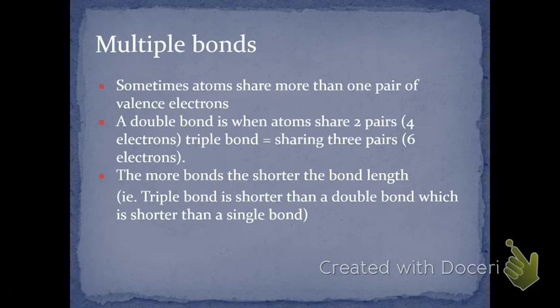So sometimes atoms share more than 1 pair of valence electrons. So you can have a single bond, but if you have a double bond, that's when they share 2 pairs. A triple bond is sharing of 3 pairs. The more sharing that occurs, the closer it pulls the atoms together, and so the bond length would be shorter as you add more bonds, right? So a single bond would be longer than a double bond, and a double bond would be longer than a triple bond. So the more bonds there are, the closer they get, and so the length of the bond, or the distance between the atoms, gets shorter and shorter.